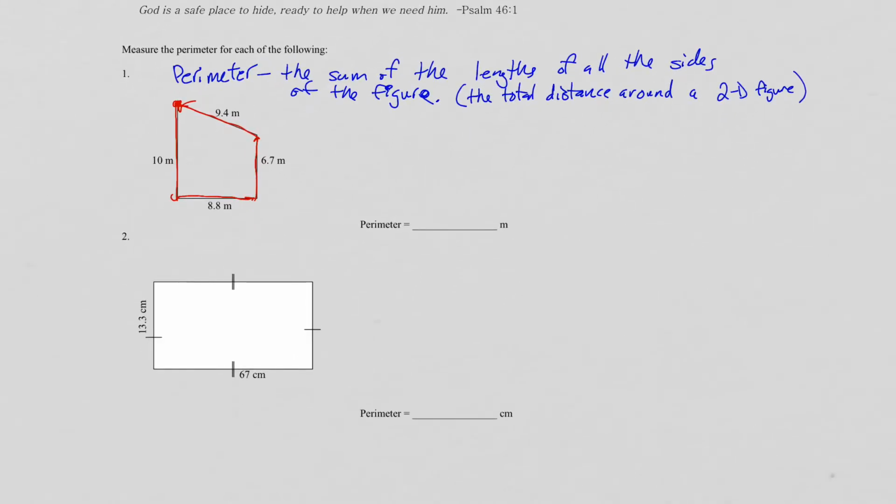Okay, so remember, I'm just going to do the odds, and you're responsible for the evens, whether it's in class or at home. So basically, we're just going to be adding up. If I start with the left side and I go up, 10 plus 9.4 plus 6.7 plus 8.8. We put that in our calculator, and we're going to get 39.9 meters. That's just where I started. I started here and I ended there. But you can start somewhere else.